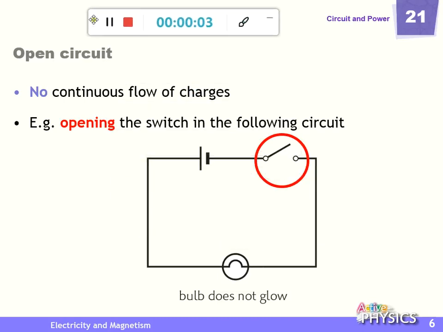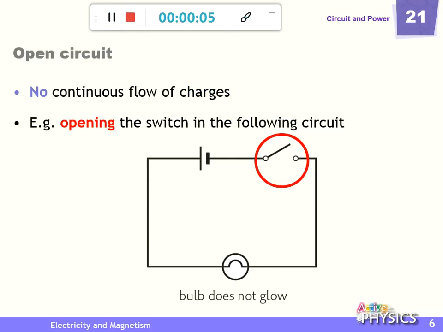Okay, next one, open circuit. In the last video clip, we focused on the closed circuit. How about if the circuit is open? What will happen? The charges cannot flow through because this one is disconnected. Okay, the charge cannot flow through. This one we will say is an open circuit. And also the switch, we will say the switch is off. The light bulb does not glow.